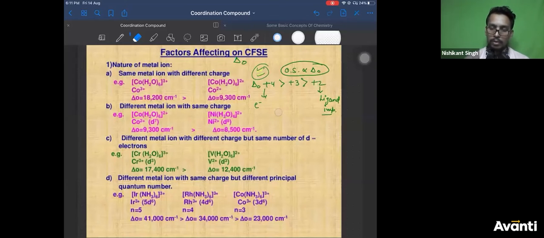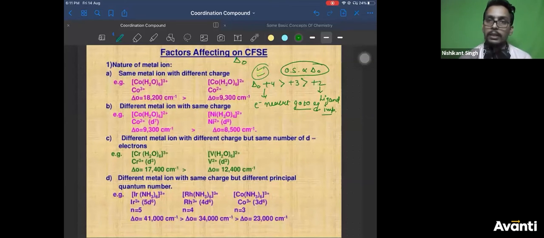Rarely it goes. Never go to EG. You will always get electron pairing in T2G. This is one important factor you have to keep in mind. Therefore, when you see nickel +4, it always means the electrons will pair in T2G.